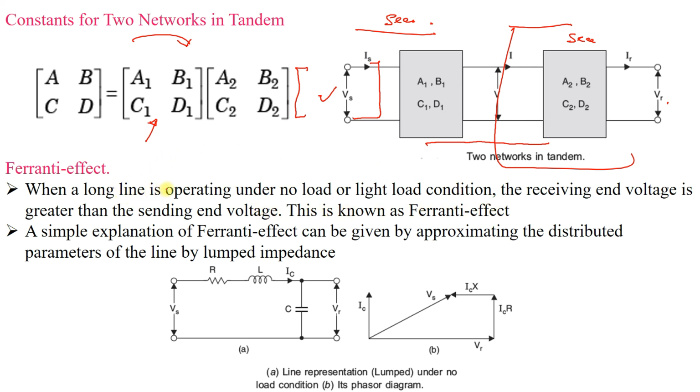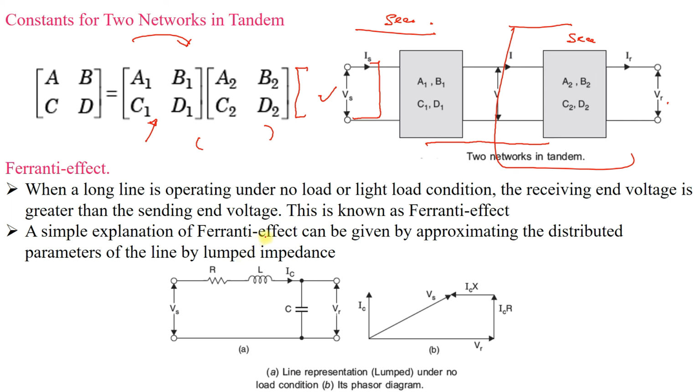When a long line is operating under no load or light loaded conditions, the receiving end voltage is greater than the sending end voltage. This is known as the Ferranti effect. Generally, the receiving end voltage will be less than the sending end voltage, but in particular cases that you have to remember, for lightly loaded or unloaded long transmission lines, the receiving end voltage will sometimes be greater than the sending end voltage, and that effect is known as the Ferranti effect.